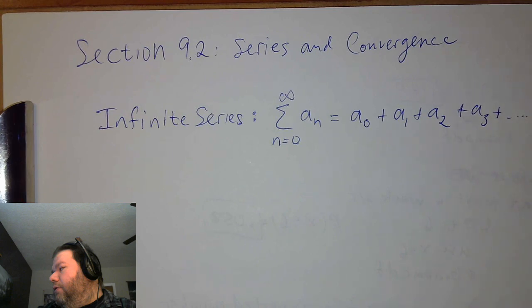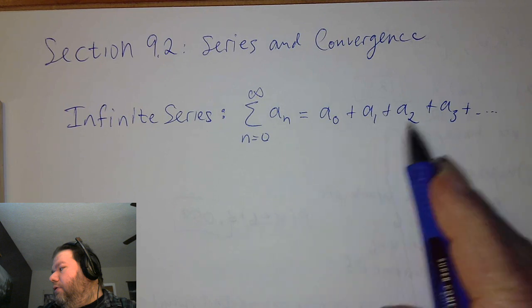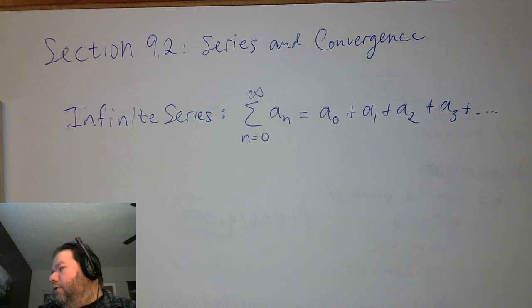Okay. And the idea is that we're adding together all these terms, a0 plus a1 plus a2 plus a3, all the way up to a infinity, which we never technically get to. But we're just adding all these terms together. It's a lot like a sequence, except in a sequence it's just a list of terms, really. In an infinite series, we take that list of terms from the sequence and add all the terms together. And that's really what it amounts to.